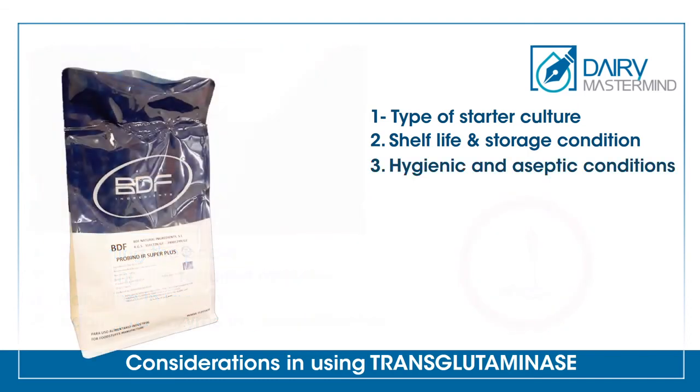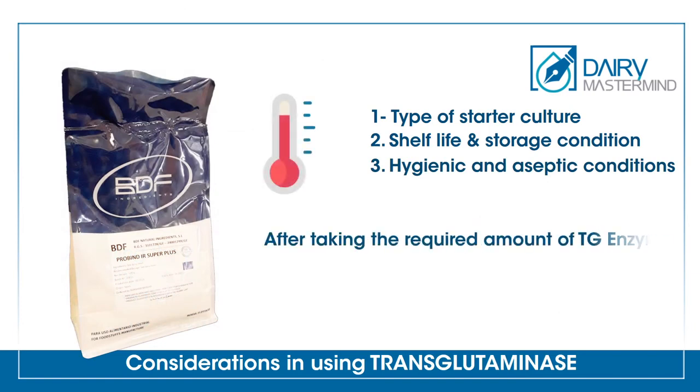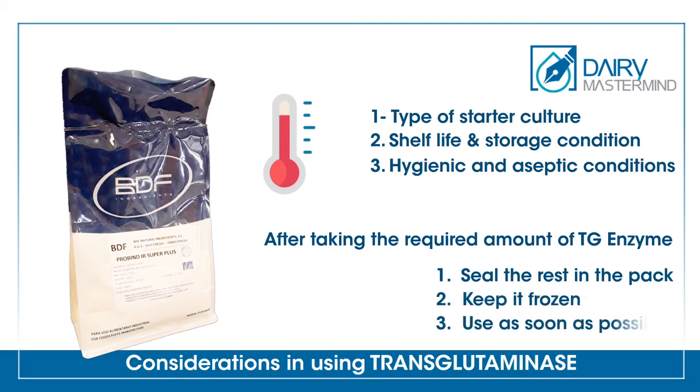A hermetic pack could be kept at ambient temperature. After unsealing and taking the required amount of TG enzyme, seal the rest in the pack to cause minimum exposure to oxygen, keep it frozen and use it as soon as possible.